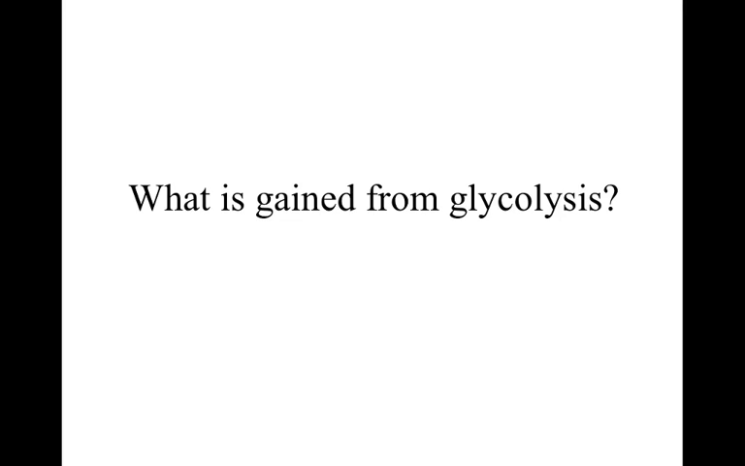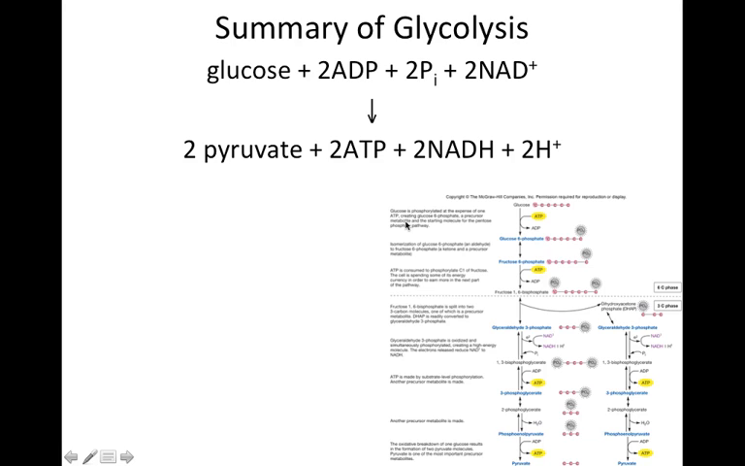So what is gained from glycolysis? What are the products? Well, what are the starting points? You start with glucose. You also need a few other things for the pathway to proceed. You need some ADP, you need inorganic phosphate, and you need NAD. That's the cofactor that you need, because you can store energy in the bonds by adding hydrogens here.